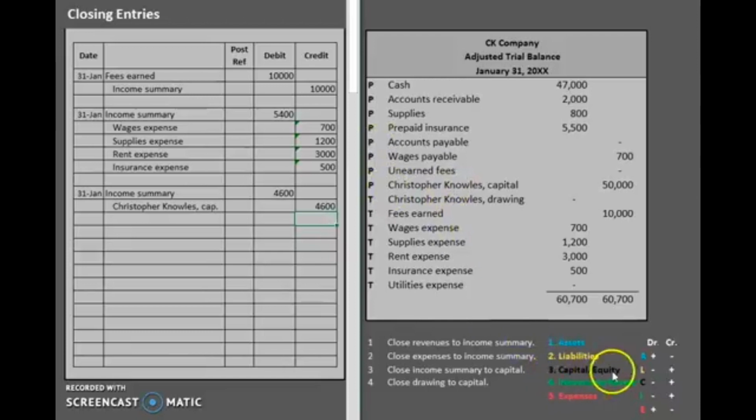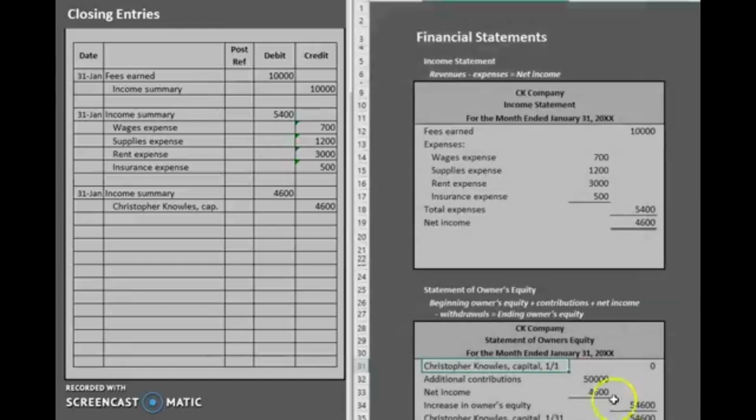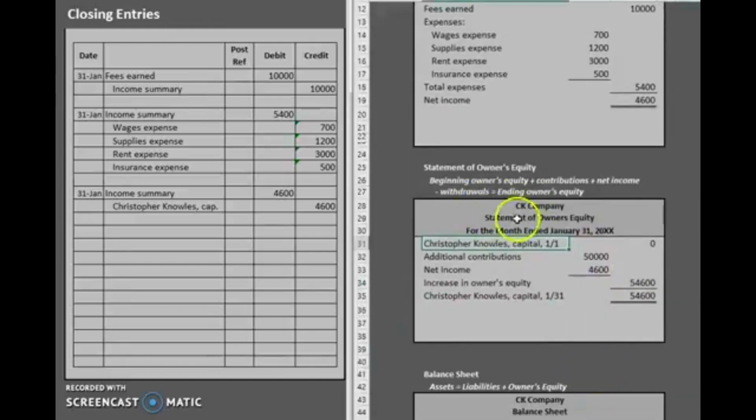Now let's take a close look at what that did to capital. We just credited a capital account, so that increased capital. So I can actually drag these down a little bit. There we go. Now they're lined up. That was a little confusing. So capital right here is increasing because we credited it. So what exactly does that mean? We just increased capital. Well, where else did we increase capital? Well, we increased capital over on our statement of owner's equity when we did our financial statements.